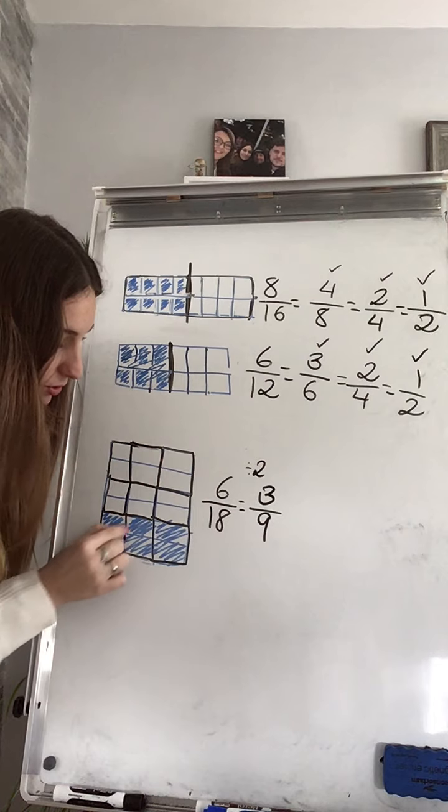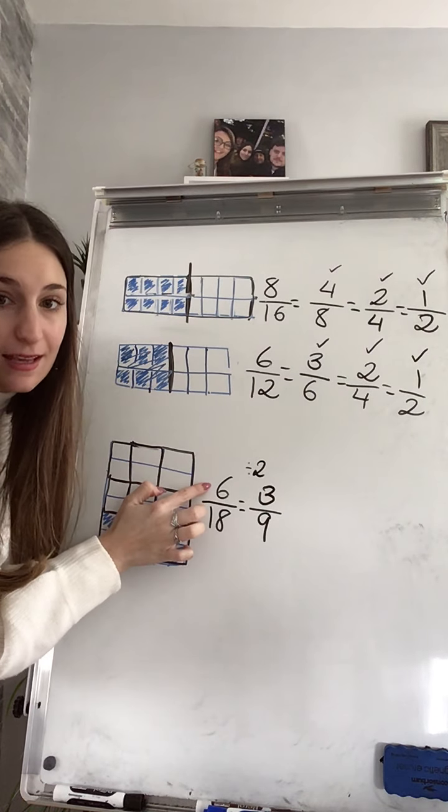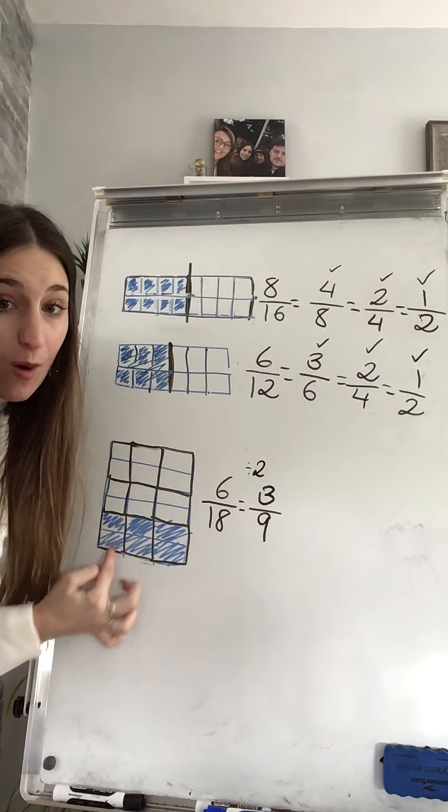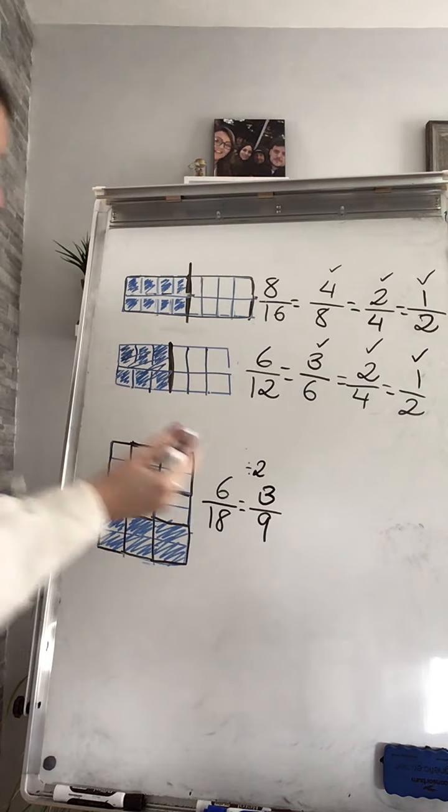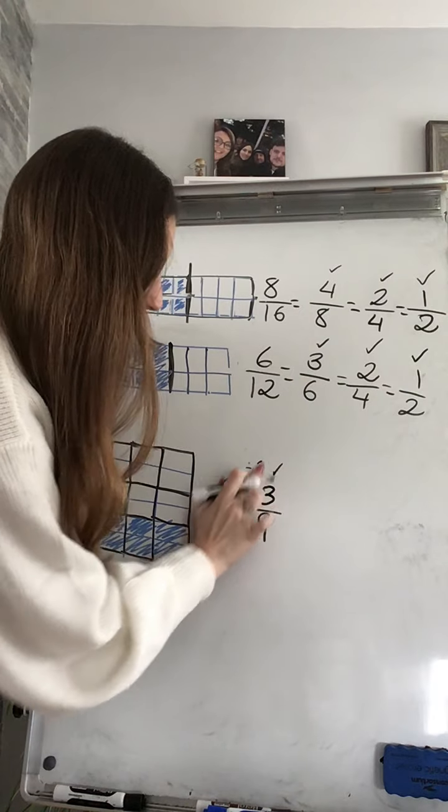9 equal parts, and I've taken 1, 2, and 3. Is it still 1, 2, 3, 4, 5, 6 eighteenths? Yeah. And is it 1, 2, and 3? Yep. So that will be 1 equivalent fraction.